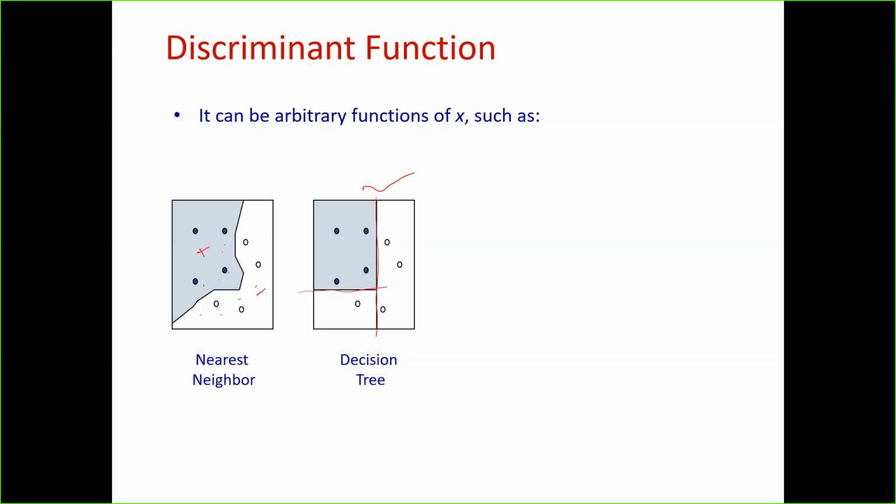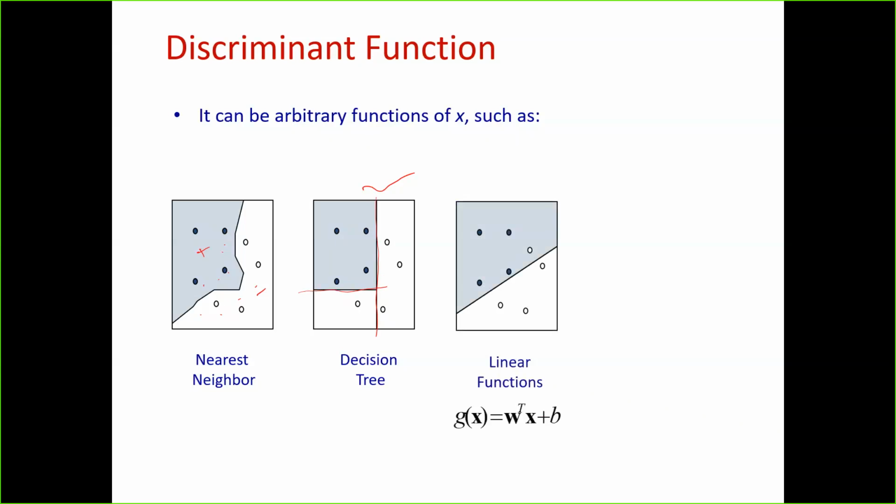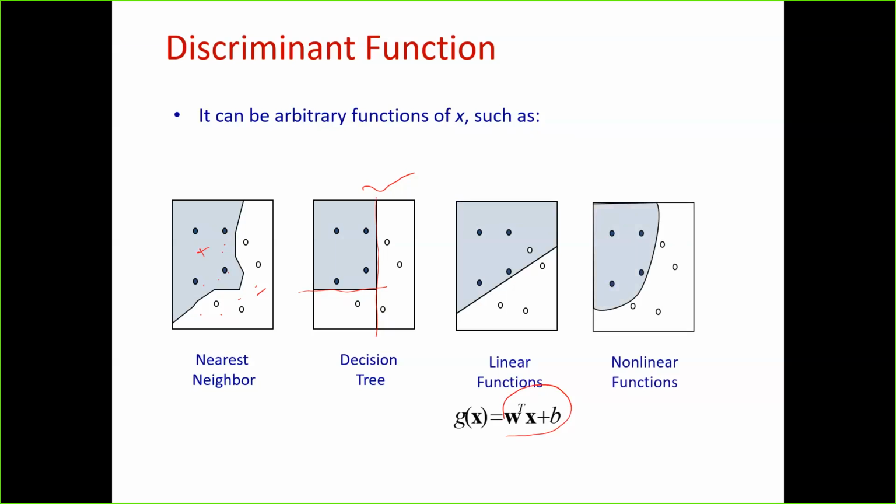If you take the linear functions, then the decision boundary is a line or a hyperplane that separates the instances of one class from the instances of the other class. The decision boundary is something like this: W transpose x plus b, where b is the intercept and W are the coefficient values. Then if you take the nonlinear functions, there is some nonlinear decision boundary that separates the instances of one class from the instances of the other classes.